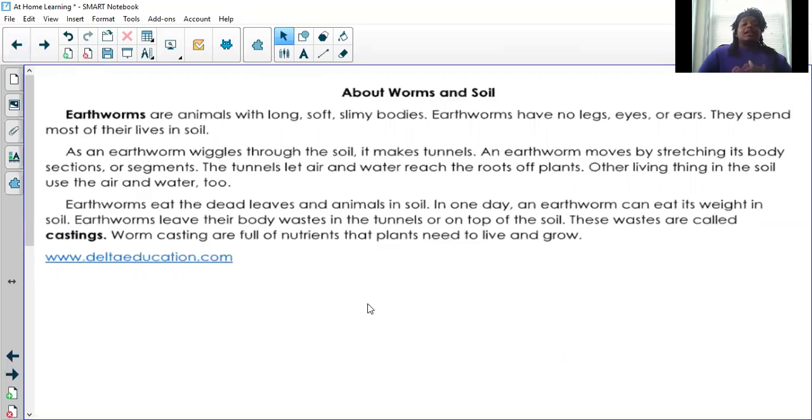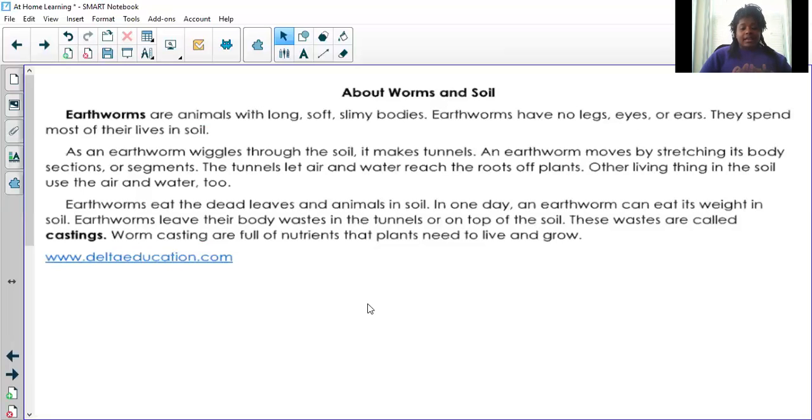So let's begin. Earthworms are animals with long, soft, slimy bodies. Earthworms have no legs, eyes, or ears. They spend most of their lives in soil. As an earthworm wiggles through the soil, it makes tunnels. An earthworm moves by stretching its body sections, or segments. The tunnels let air and water reach the roots of plants. Other living things in the soil use air and water too.